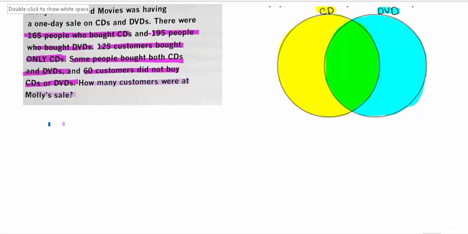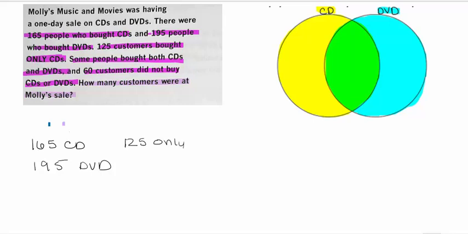All right, so let's pull that information out. So we had 165 bought CDs, 195 bought DVDs, 125 were only CDs, and some, we don't know how many, bought both, and 60 bought nothing. All right, now we have to figure out where these numbers go. Okay, so we could try some things, and we might have to erase and change as we go.